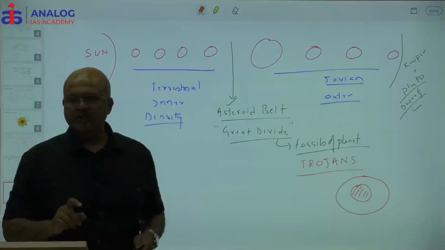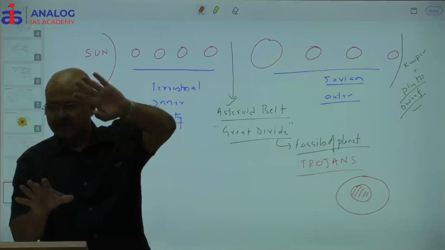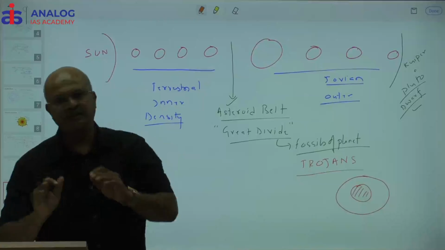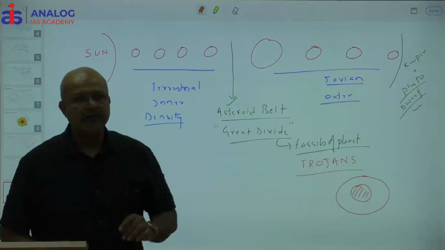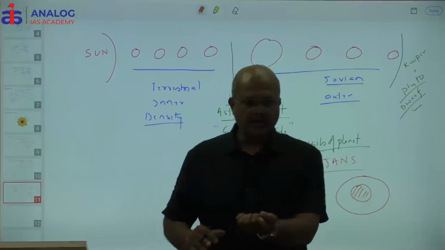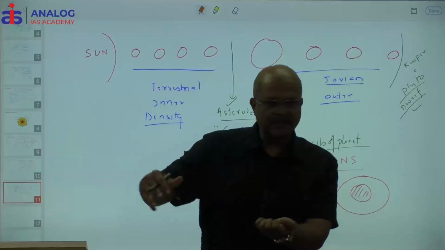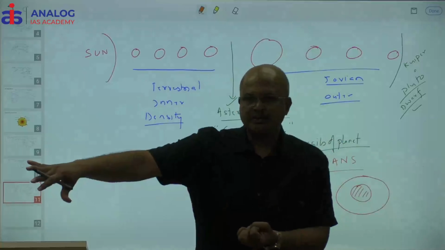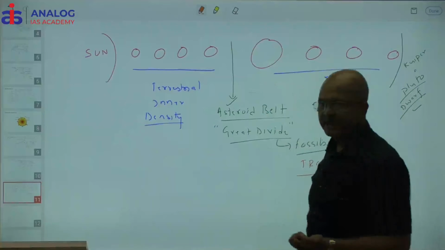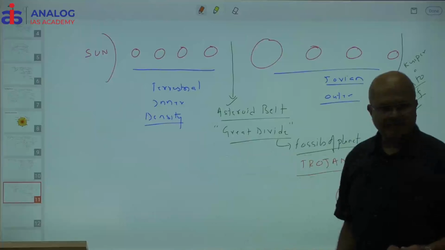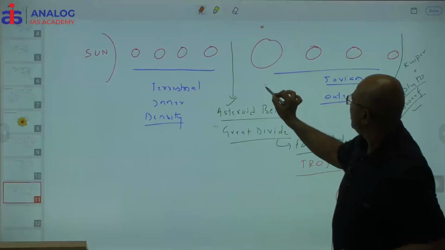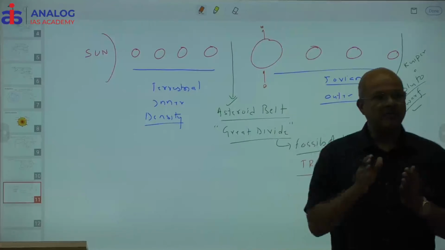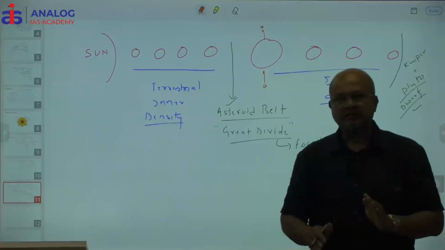Trojans are asteroids which move along with the planet in its orbit without colliding with it. Such asteroids we refer to as Trojans. Like the Greek king, when he is moving, has two bodyguards protecting him, and they are referred to as Trojans. In the same way, take a planet: there are certain asteroids moving along with the planet in its planetary path without colliding with the planet. Such asteroids we refer to as Trojans.